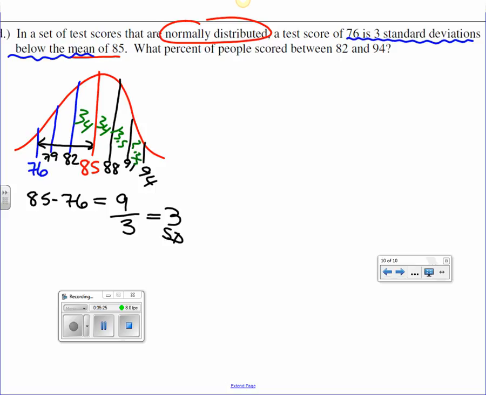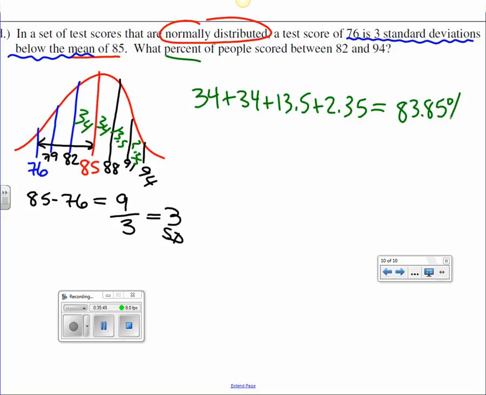Okay. All right. So to get the percent, I'm going to add 34, 34, 13.5, and 2.35. Anybody? Is that my final answer? Why? It said what percent. So you're done. Okay.